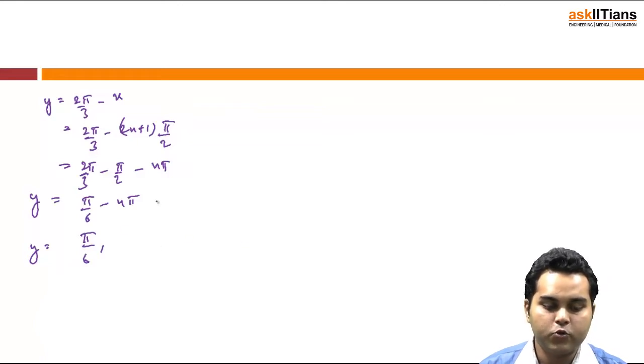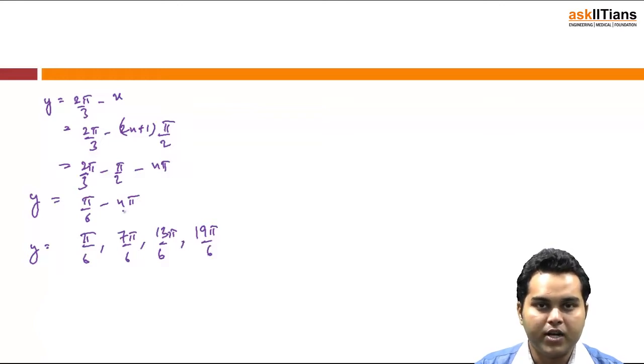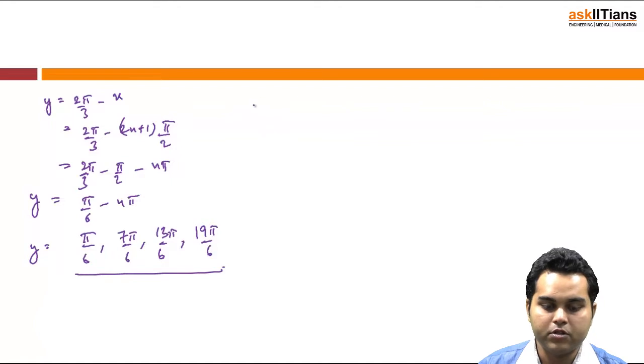If I have n is equal to minus 1, that will be pi by 6 plus pi, or 7 pi by 6. For minus 2 it will be 13 pi by 6, and for minus 3 it will be 19 pi by 6. If I put n is equal to minus 4, that will be pi by 6 plus 4 pi, so it will be beyond 4 pi and will be lying outside the region. So it will also be having 4 solutions.